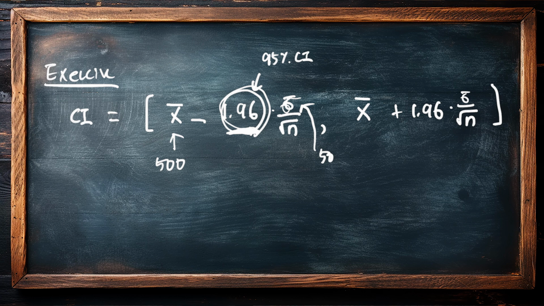But anyways, in this case, we are given the sigma, so that's 50, and the n is the number of samples, which is 100. So now we're done because we have all the quantities that are given from the question. So if you just calculate these values, you have 490, 509.